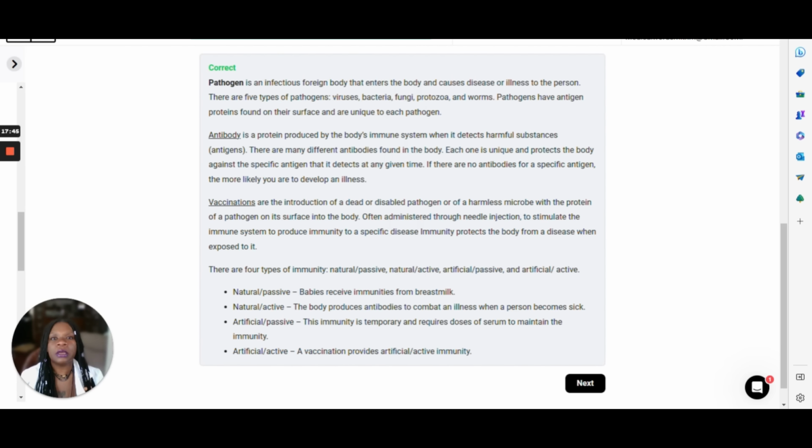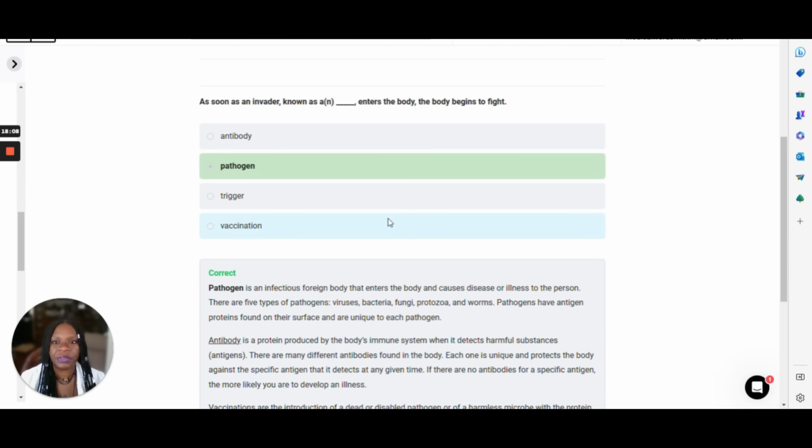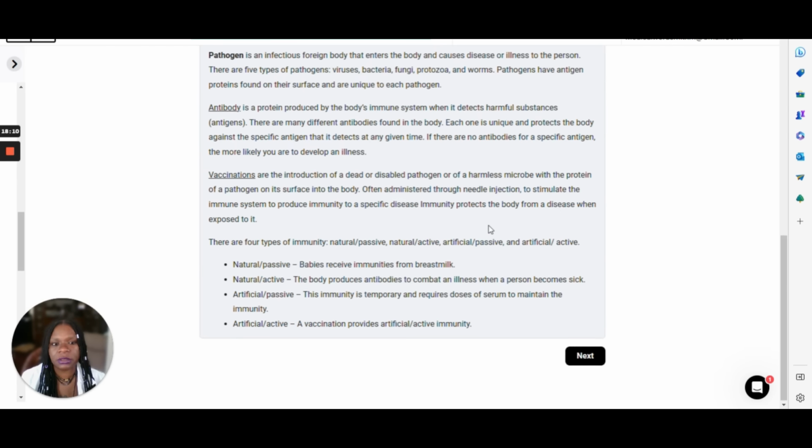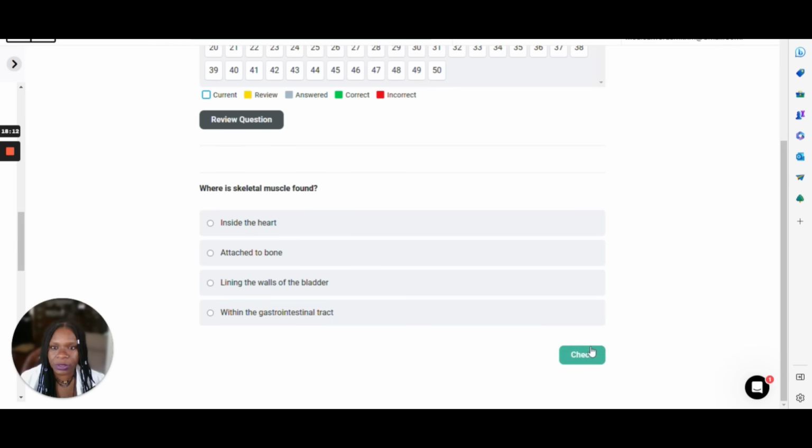It's basically, this is the actual army coming to fight. The pathogen is the invader. The antibodies are the army. They're coming to fight. Vaccination, which is what I said, is where you introduce different types of pathogens, disabled pathogens, or a harmless microbe that are going to help your body's immune system fight off potential infections. So with this particular one, it's going to be pathogen. So let's move right on to the next one.